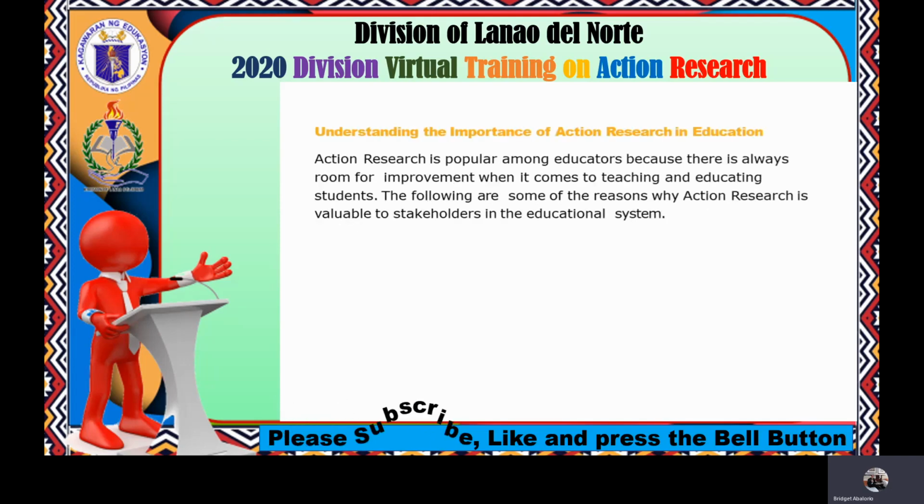Understanding the importance of action research in education. Action research is popular among educators because there is always room for improvement. Kani siya, klarohon na to ni, but there is room for improvement in action research when it comes to teaching and educating students.